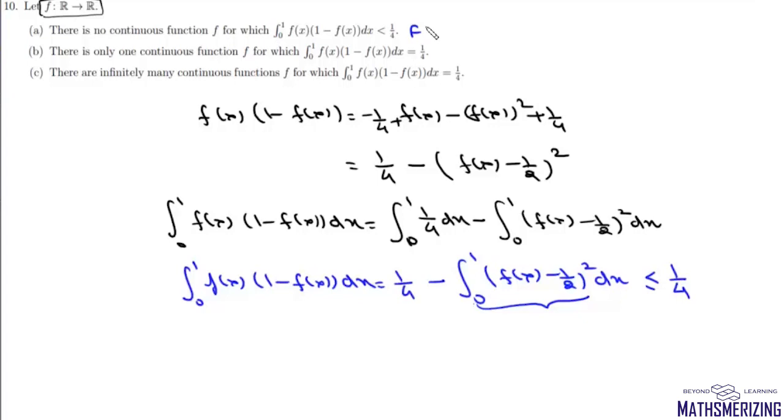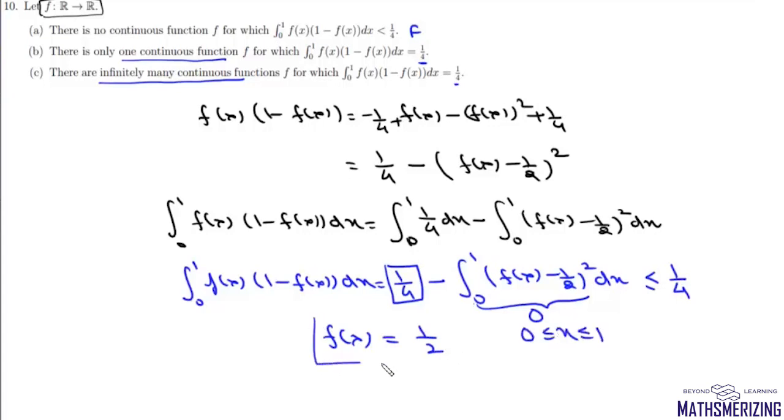Now for options B and C, it says there is only one continuous function f for which this value is 1 by 4, and there are infinitely many continuous functions for which this integral is 1 by 4. So we clearly know that the value of this integral will be 1 by 4 when the value of this integral is 0. And the value of this integral can only be 0 if f(x) equals 1 by 2 when x lies between 0 and 1. So in between 0 and 1, there is only one function, the constant function f(x) equals 1 by 2, when the value of this integral is 1 by 4.